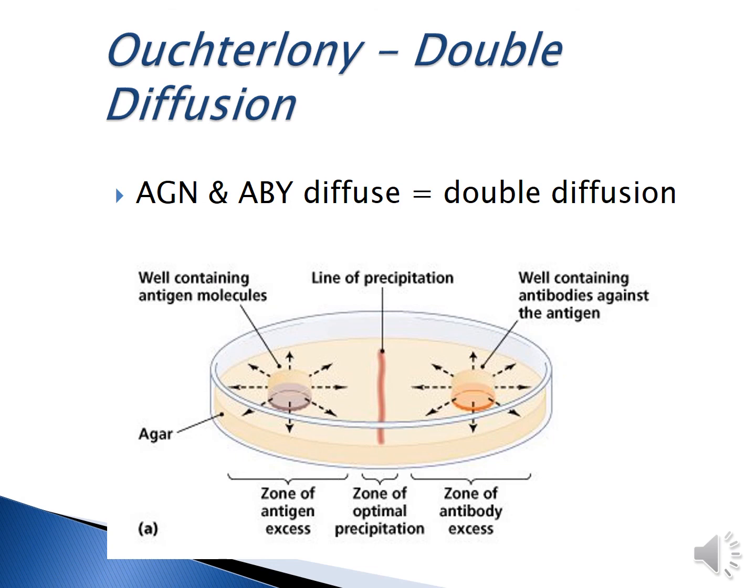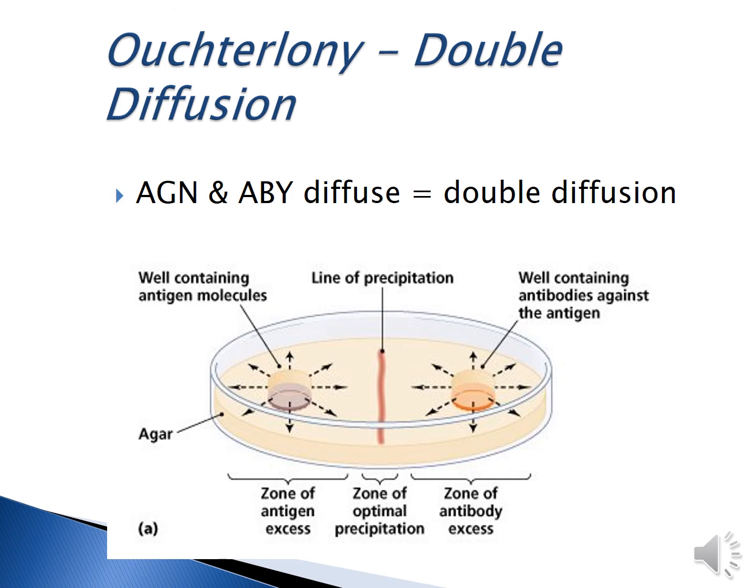The first passive immunodiffusion technique I want to talk about is the Ouchterlony double diffusion. It is called double diffusion because both the antigen and antibodies diffuse into the media. So we have our agar plate, we have a well that contains our antigen and a well that contains our antibody. Then we're going to let that sit and allow the antibody and antigens to diffuse into the agar. And where they meet is what we call the line of precipitation.